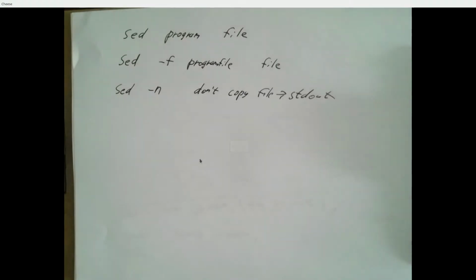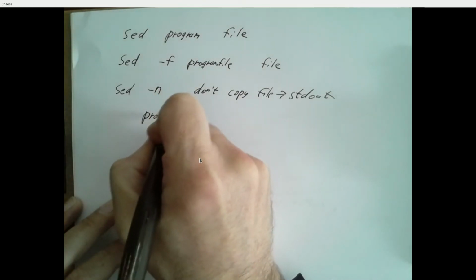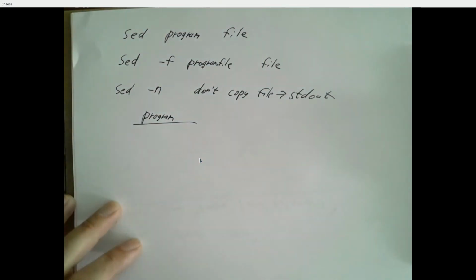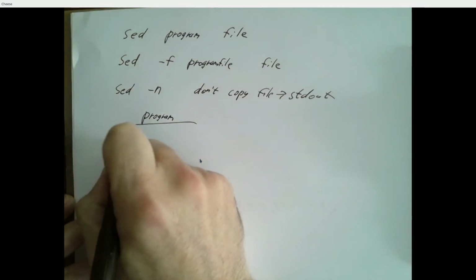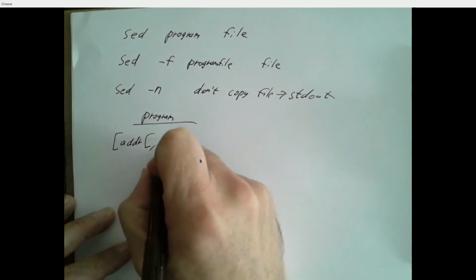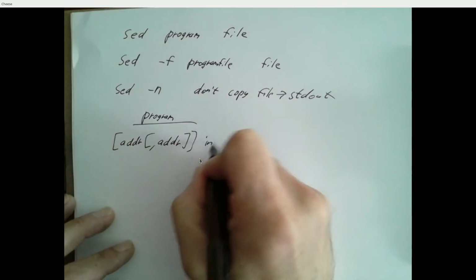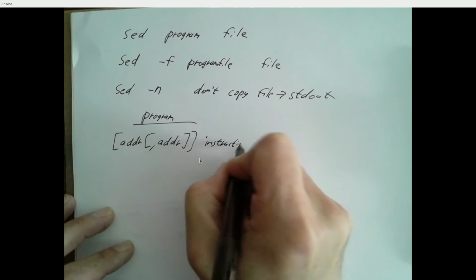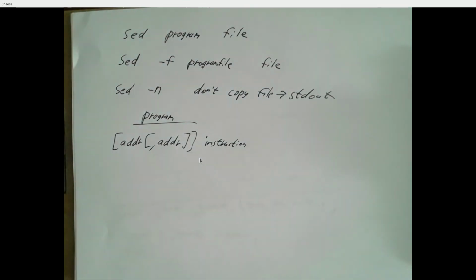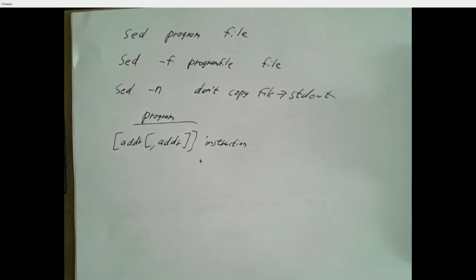Okay, so what can your program look like? So your program has the general format. It could be an address, and it could be possibly followed by comma, another address, and then some sort of instruction. So in documentation, manual pages, and so on, brackets usually mean optional arguments. So your program could just have an instruction, or it could be an address instruction, or a pair of addresses followed by an instruction.